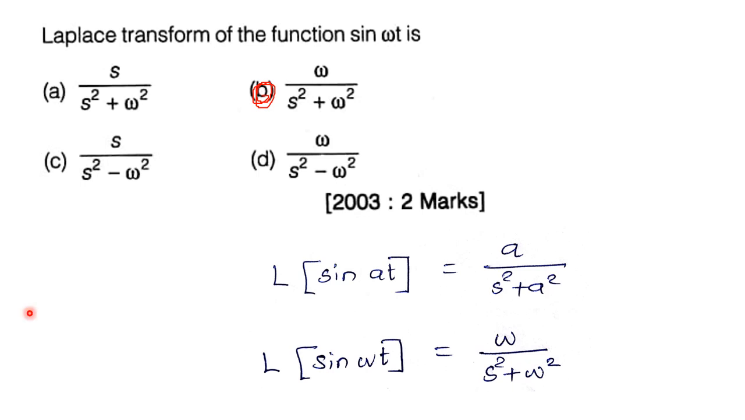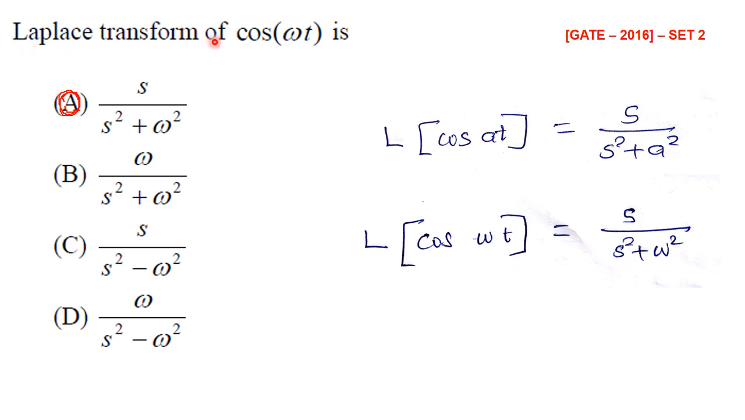The next question. The Laplace transform of cos omega t is. It's a GATE 2016 set 2 question. The same kind of formula: cos a t is equal to s divided by s square plus a square. So for cos omega t, instead of a we replace omega. So s divided by s square plus omega square is the answer. Here option A is the correct answer for the given question.